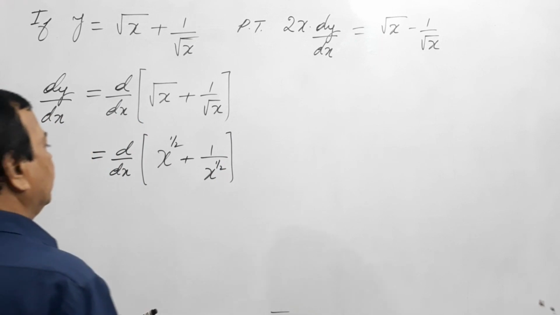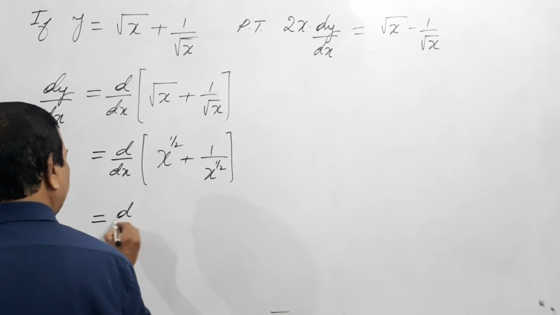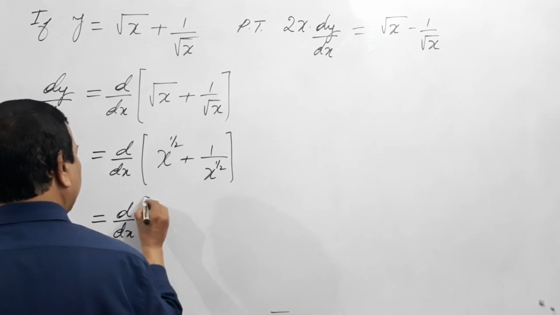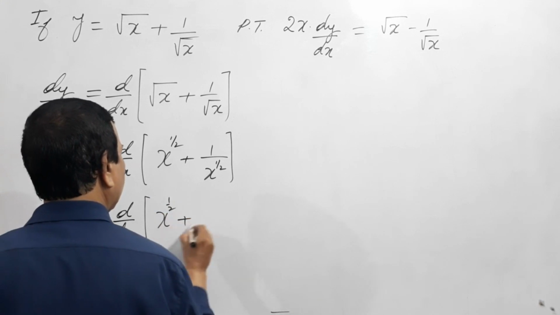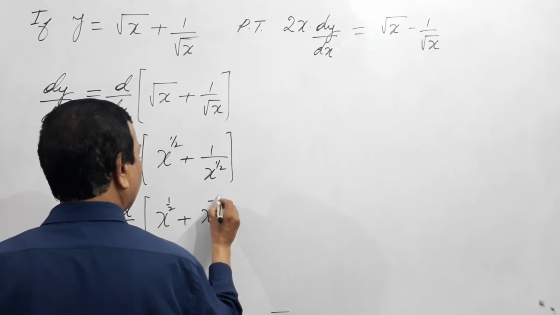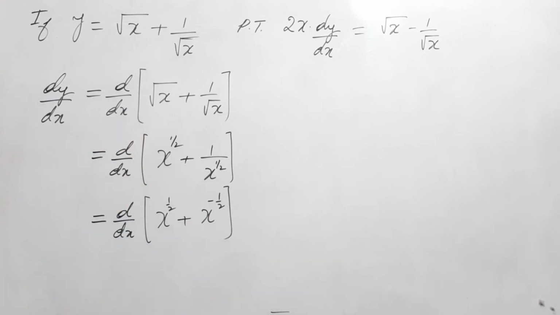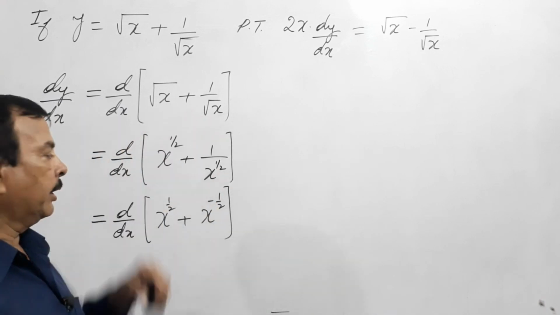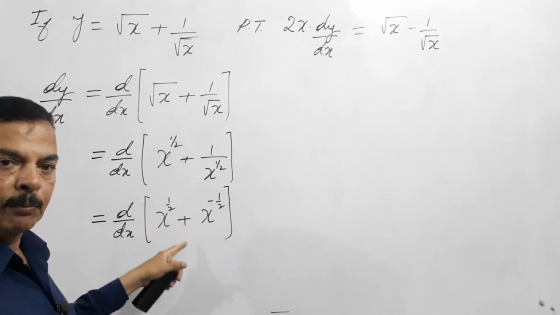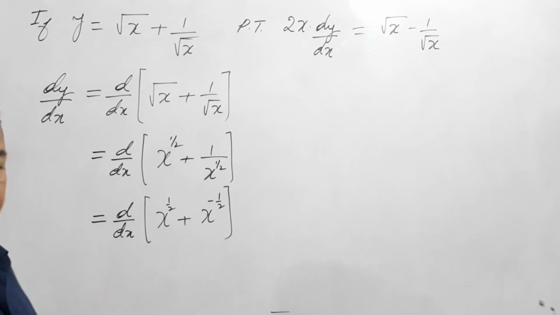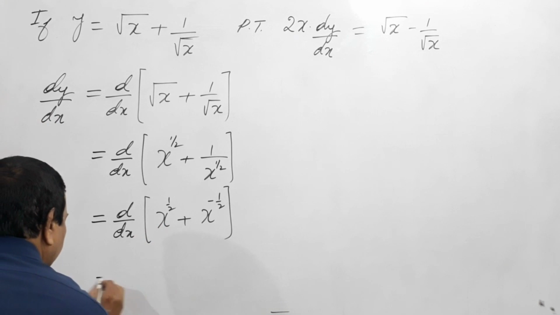Okay, now this is equals to d by dx of x to the power of half plus x to the power of minus half. So I have taken it to the numerator. So once you take it to the numerator, it becomes x to the power of minus half. Now it is handy for the sum rule, differentiate this. Now it is very easy to differentiate this. So what we will do? So this is equals to what?